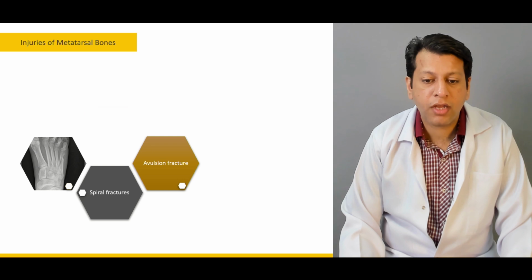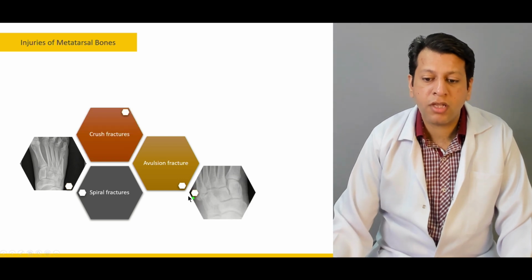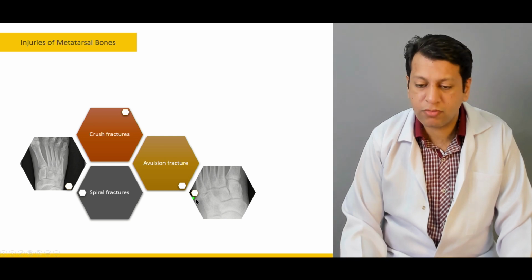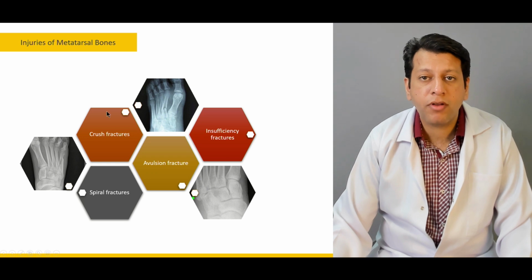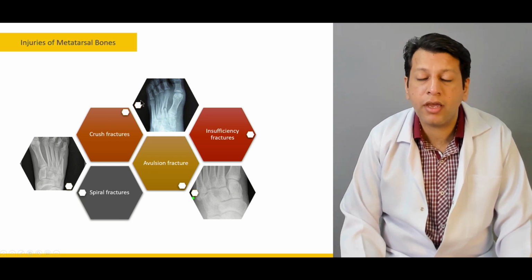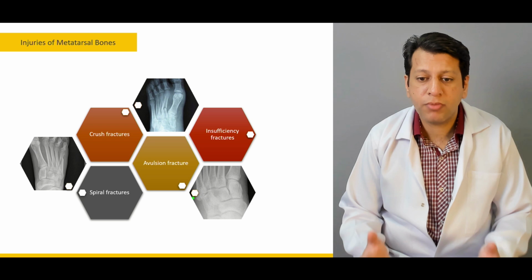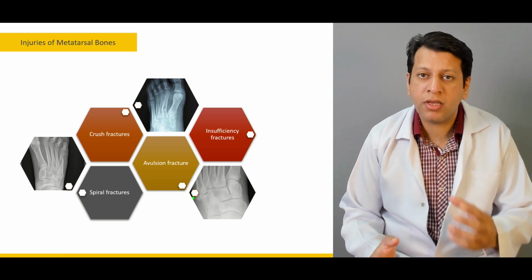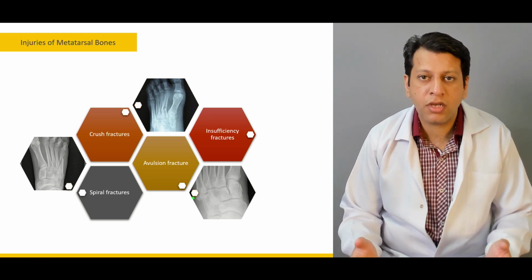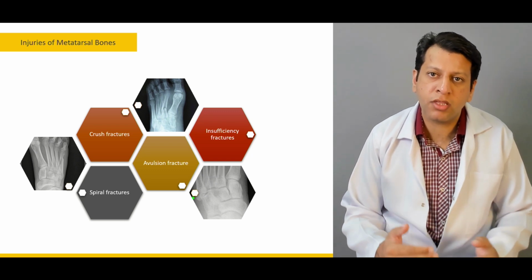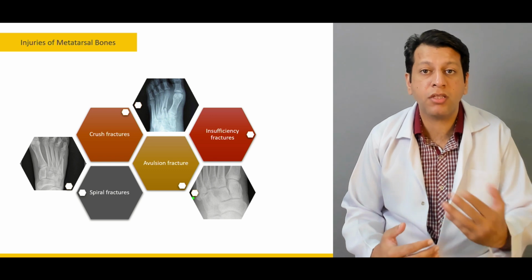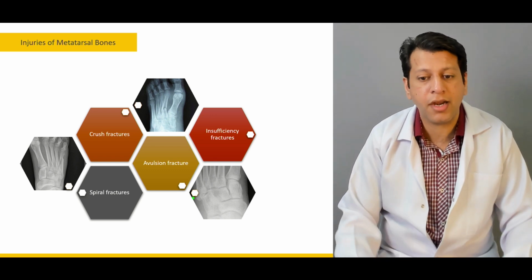Could be avulsion fractures. For example, over here, this is an avulsion fracture of the base of the fifth metatarsal. There could be a crush fracture, in which multiple metatarsals may be injured. There could be mid shaft injuries, or one metatarsal injured in the mid shaft, another metatarsal injured at the base, and another metatarsal injured near the neck or the head area.